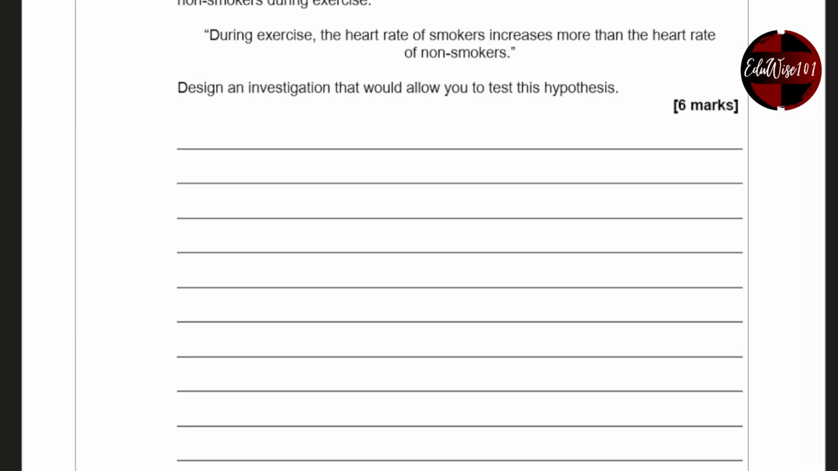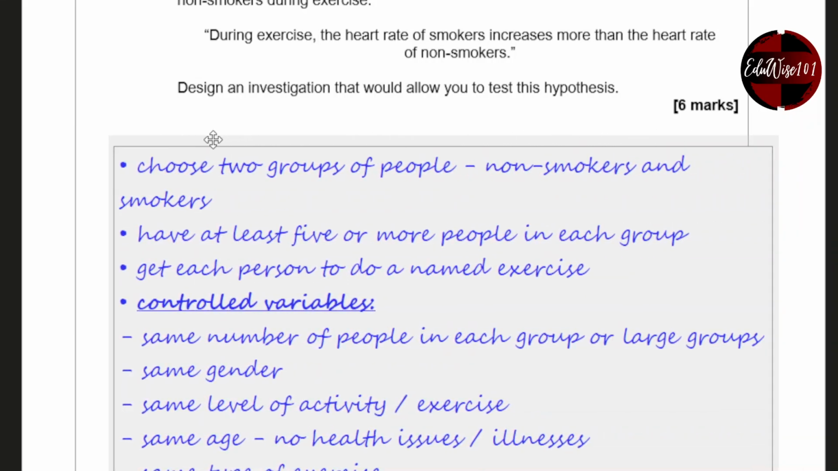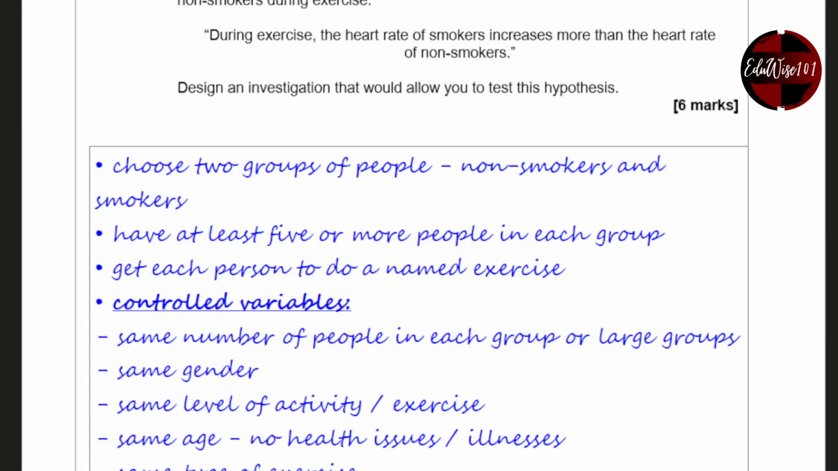And you could draw a bar graph as well. So here is an answer. Choose two groups of people, non-smokers and smokers. Have at least 5 or more people in each group.